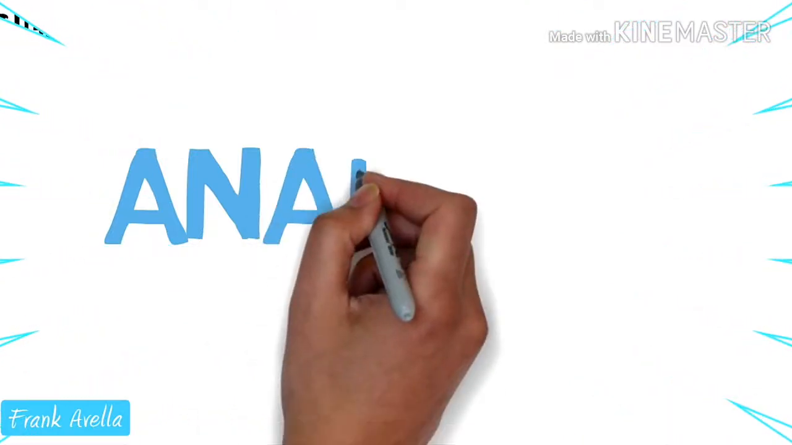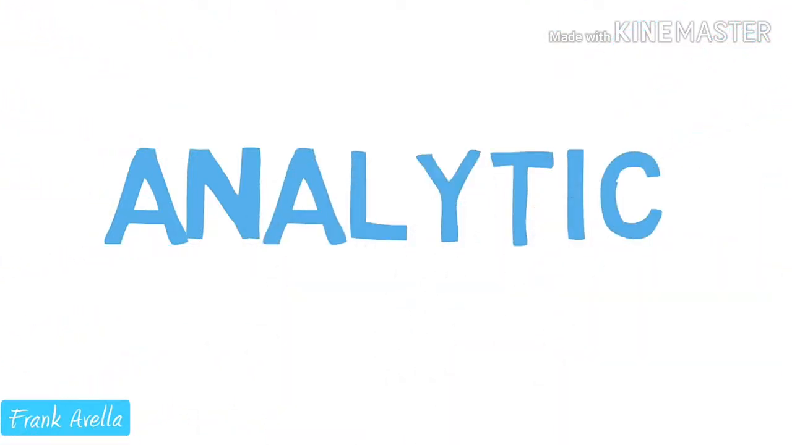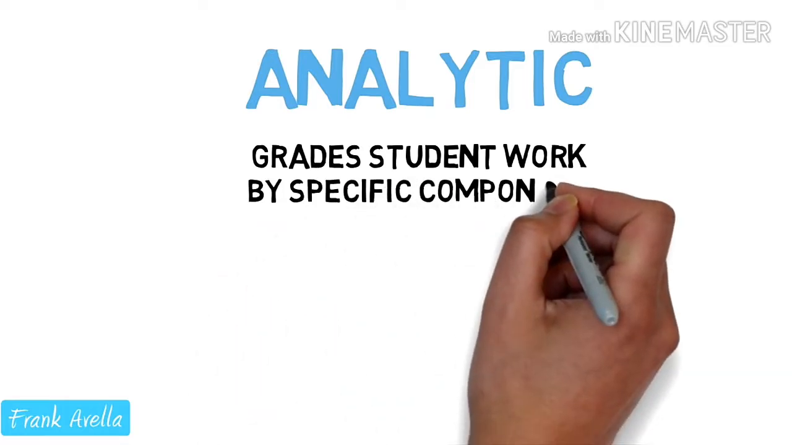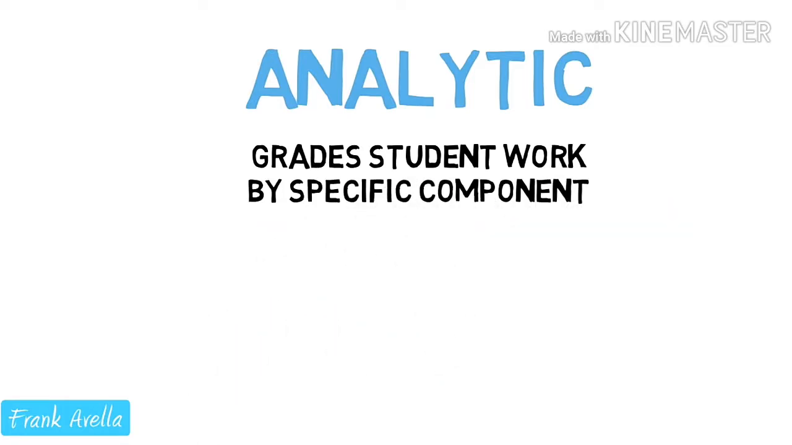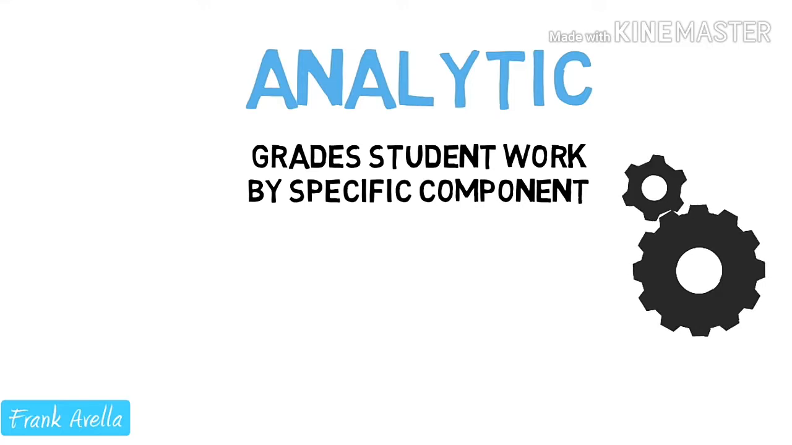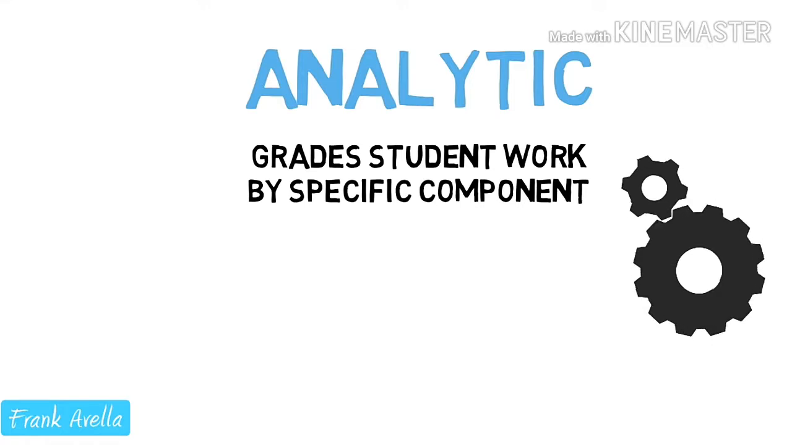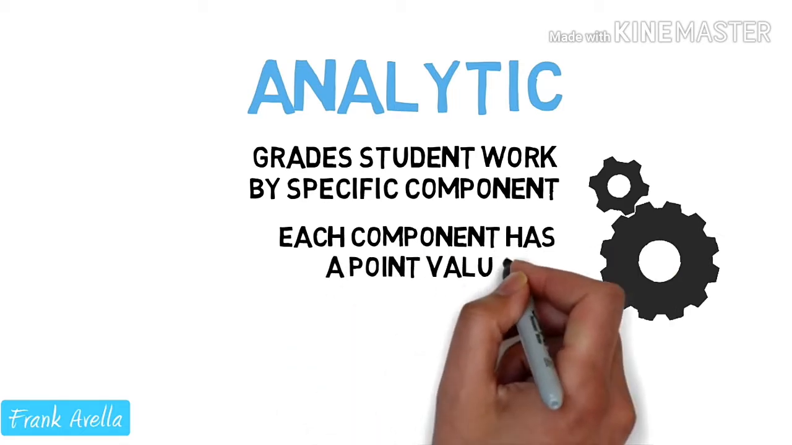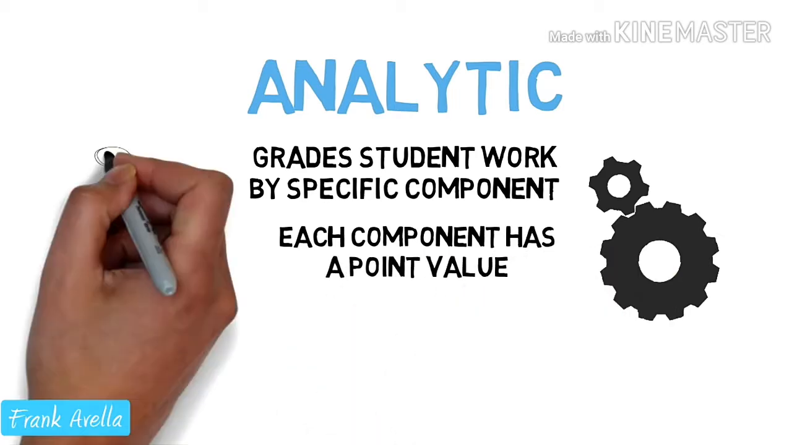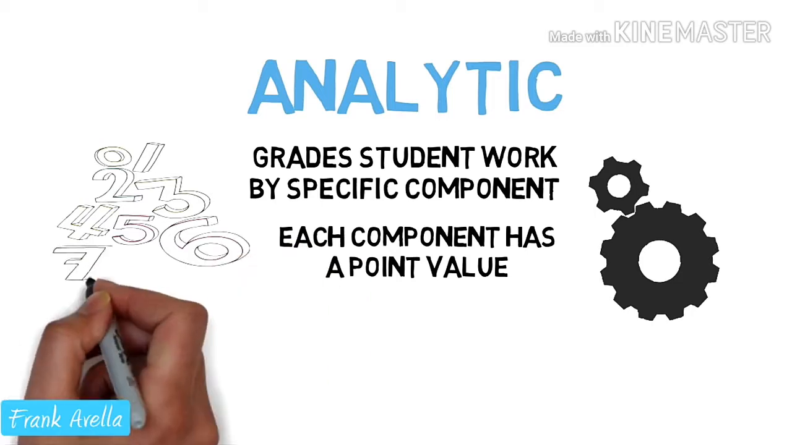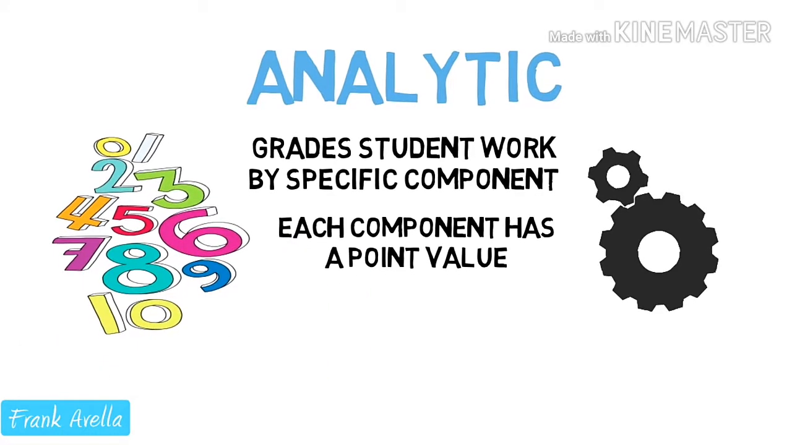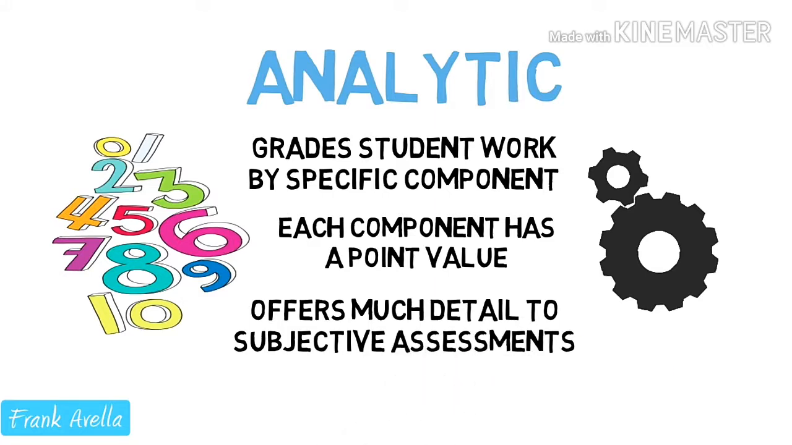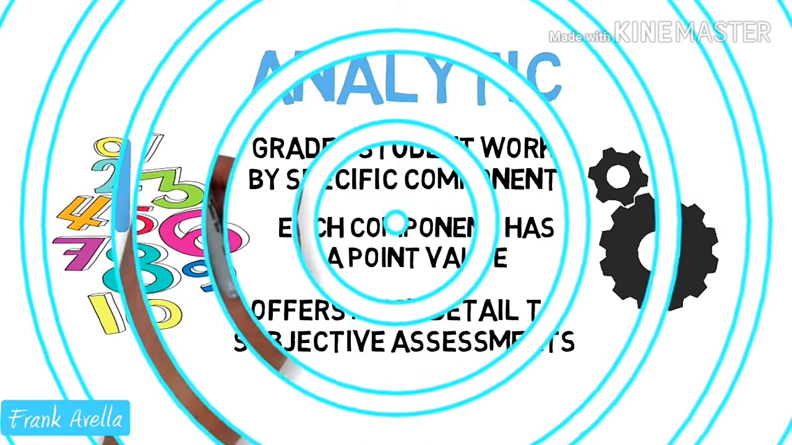Now there are two types of rubric. One type of rubric is the analytic rubric. These rubrics grade student work by specific components. The number of components in the rubric may vary. However, each component can have a point value, usually from 1 to 4, although that can vary as well. But you can score a student on a component up to any number. These analytic rubrics offer much detail to subjective assessments.